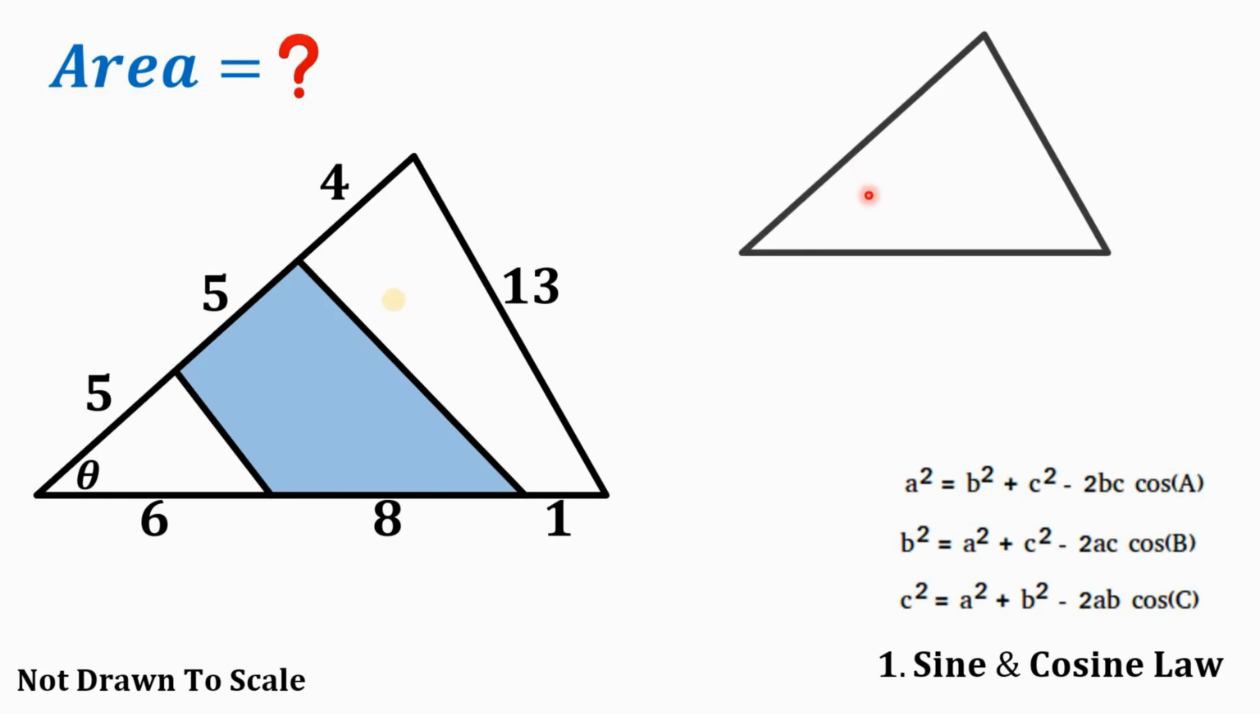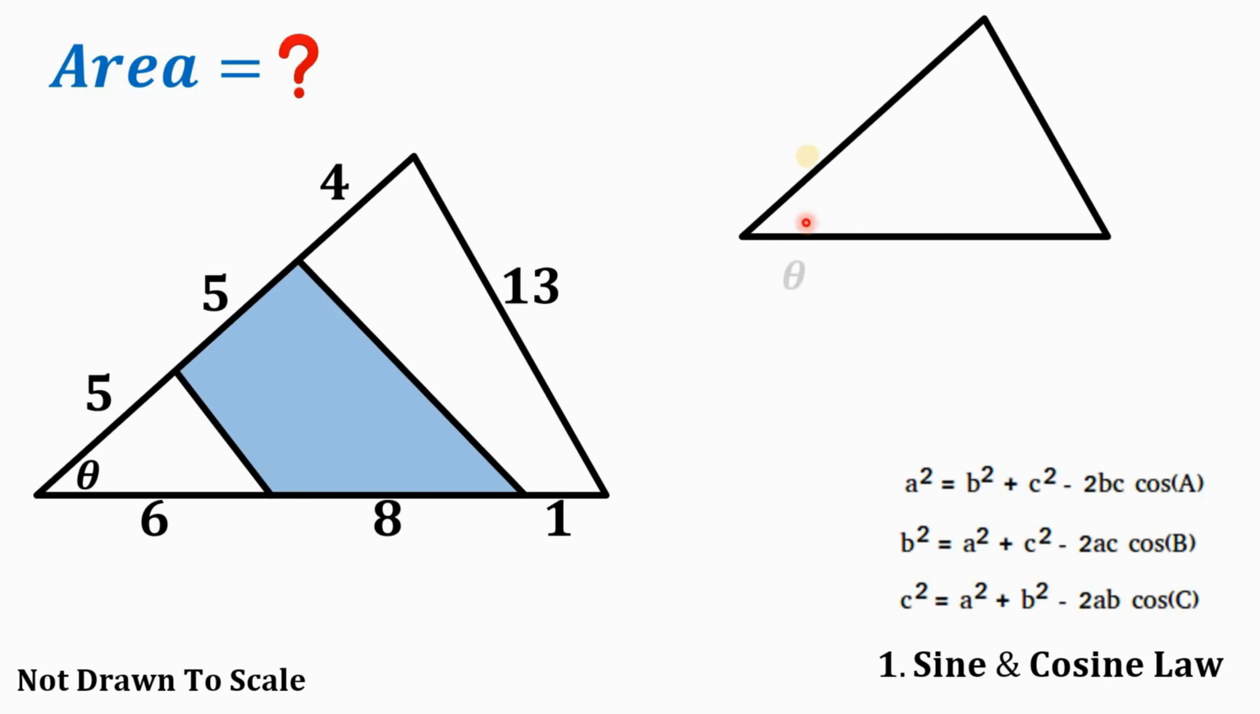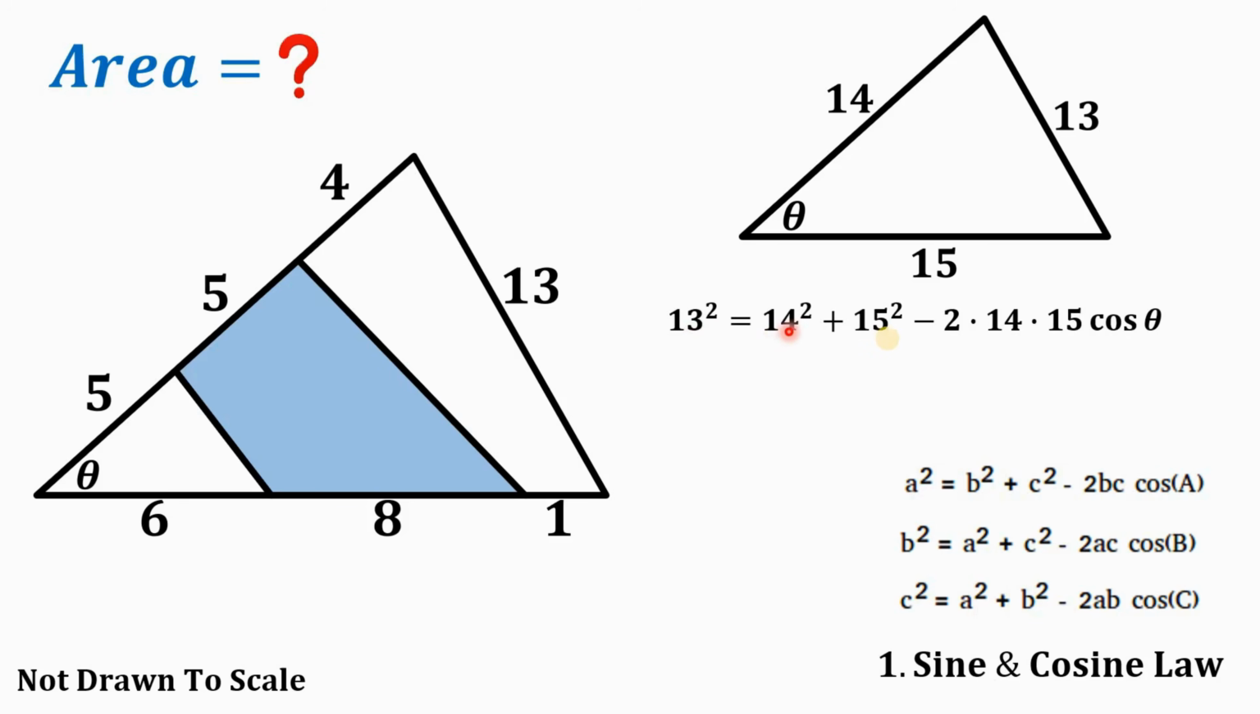Using this big triangle, we know this angle theta. This side is 13. This side must be equal to 5 plus 5 plus 4, or simply equal to 14. And the bottom part, which is 6 plus 8 plus 1, or simply equal to 15. Using cosine law, we have 13 squared equals 14 squared plus 15 squared minus 2 times 14 times 15 times cosine of theta. Simplify. This will give us 169 equals 421 minus 420 times cosine of theta.